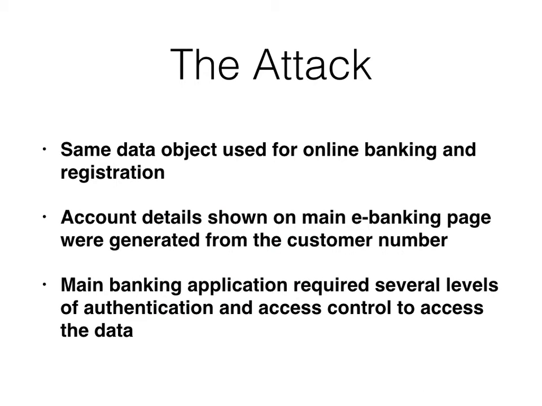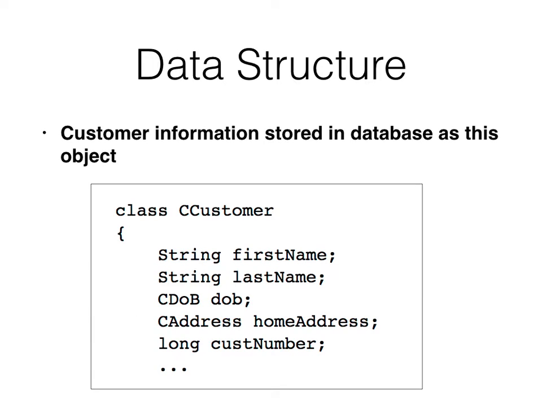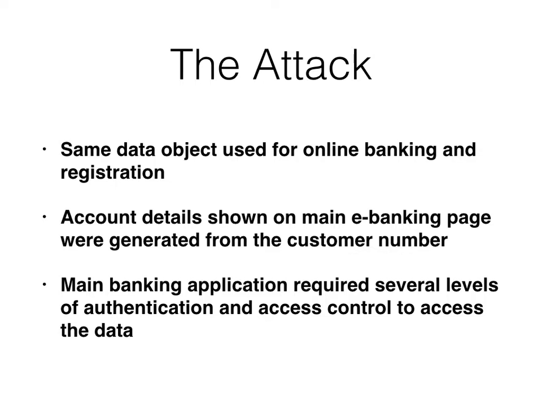But the problem is this same data object is used by two processes, one high privilege and one low privilege. This is the same data object that is used for real online banking once you're in. It persists forever. So the registration process changes the content of the same thing that's used for real online banking. Therefore, the account details are generated from the customer number, and the main banking application has two-factor authentication and everything, but the registration process has only this weak identity proofing because the new customer can't have the password and the token and everything.